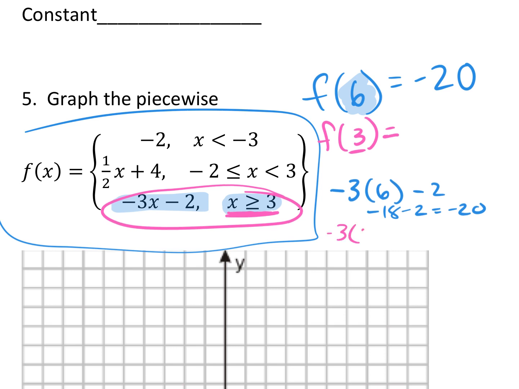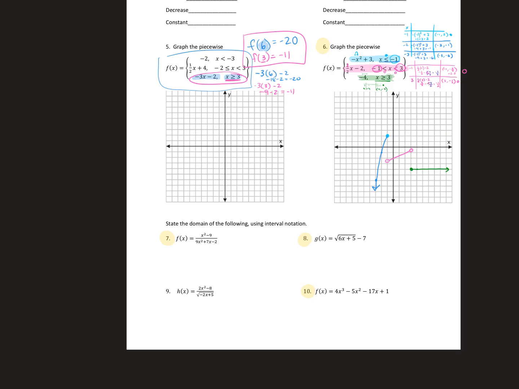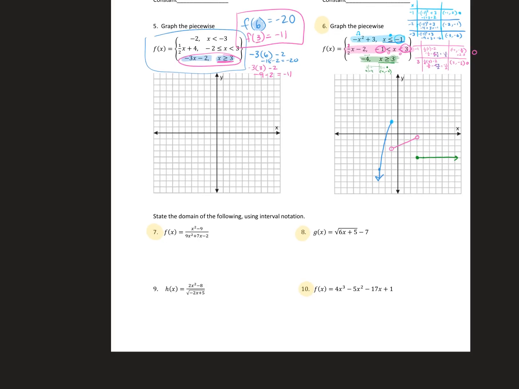I have -3 times 3 minus 2. -9 minus 2 would be -11. So my answer here would be -11. There were some like this in the homework and in the notes, so if you want to practice more, you can always use those for extra practice. For the questions on the bottom, we're going to do 7, 8, and 10.